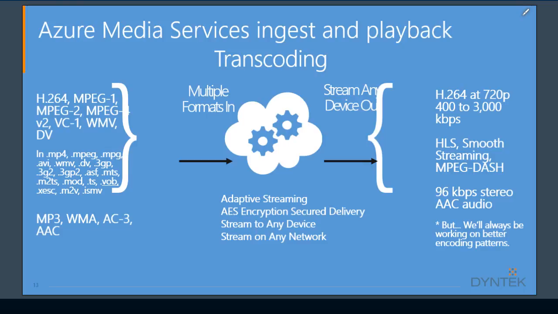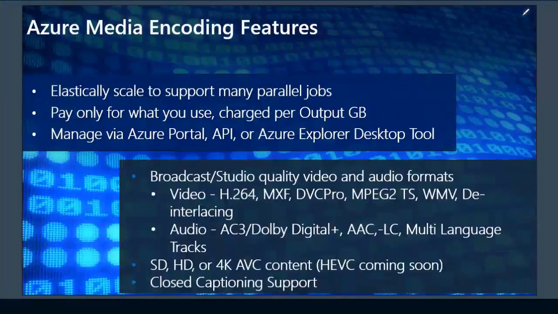And you have a lot of options there as well in terms of the output format that you want to put that media in. Once it encodes that, it can be delivered in that particular format. Again, the adaptive streaming component of this is what's important. That process also allows you to do the security and encryption if that's what you want to do. So encoding features are elastically scaled to support many parallel jobs.